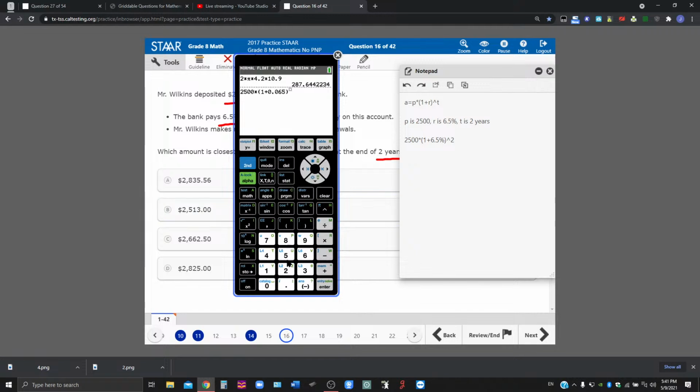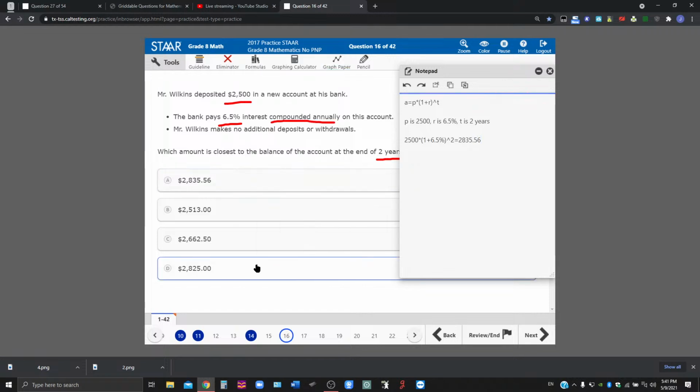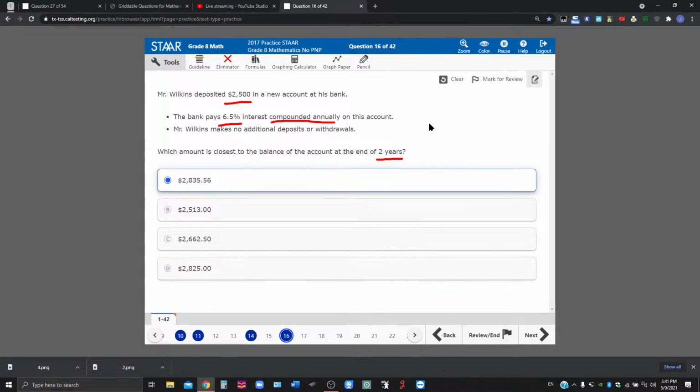Press that, and we put in 2. That's our formula, and enter, we have the answer. That is 2,835.56. And which one gives us that? That's going to be A, right? So here's how these tools can help you.